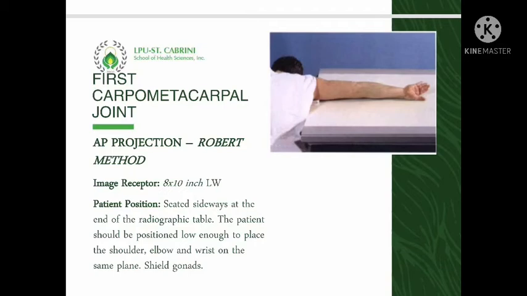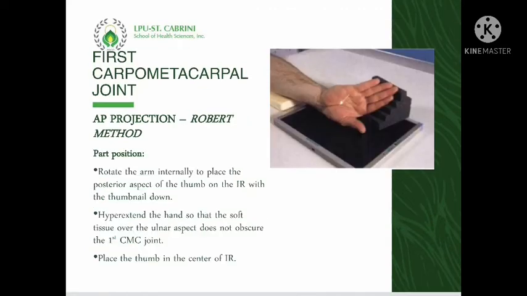Next is the AP projection of the first CMC joint, which is the Robert method. In this projection, the patient is positioned at the end of the radiographic table, seated sideways and low enough to place his entire upper limb on the same plane. The posterior aspect of the thumb should be placed in contact with the IR by rotating the patient's arm internally. The hand is hyperextended so that the soft tissue does not obscure the first CMC joint. The thumb is placed at the center of the image receptor.